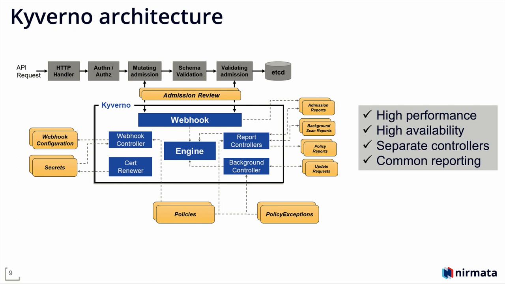But overall, the architecture is designed to handle the load in very large clusters. So it's highly distributed, highly available. There are separate controllers performing separate tasks. So if one controller has issues, it doesn't impact other controllers. And then the common reporting layer provides the ability to get the reports in your cluster, and then through other tools, make those reports available outside the cluster as well.